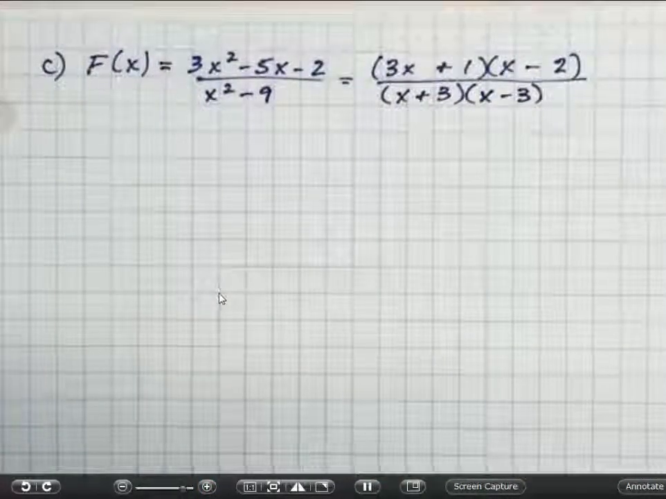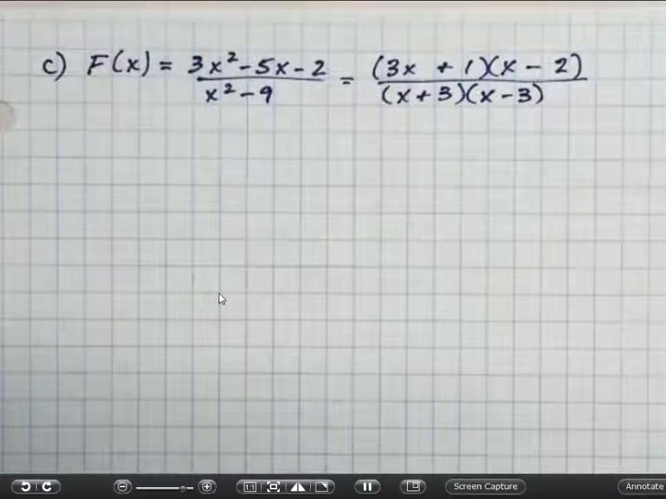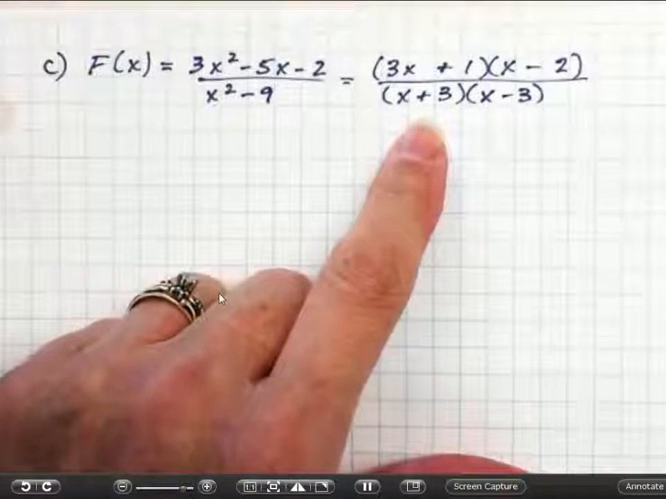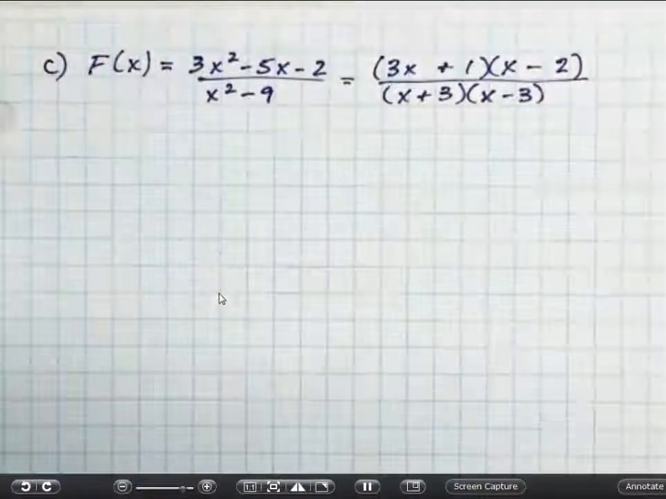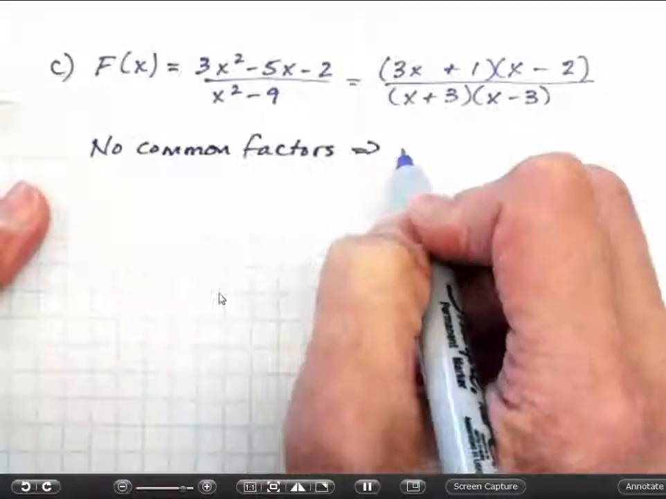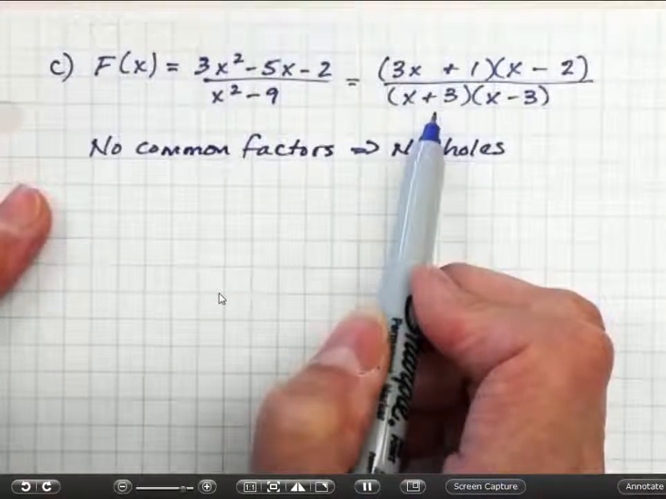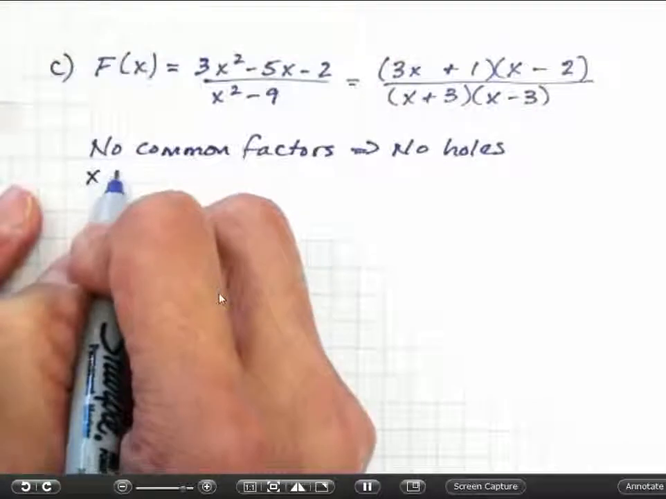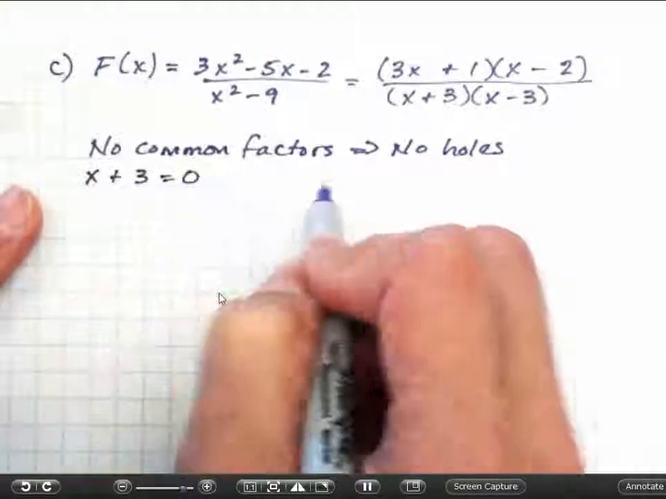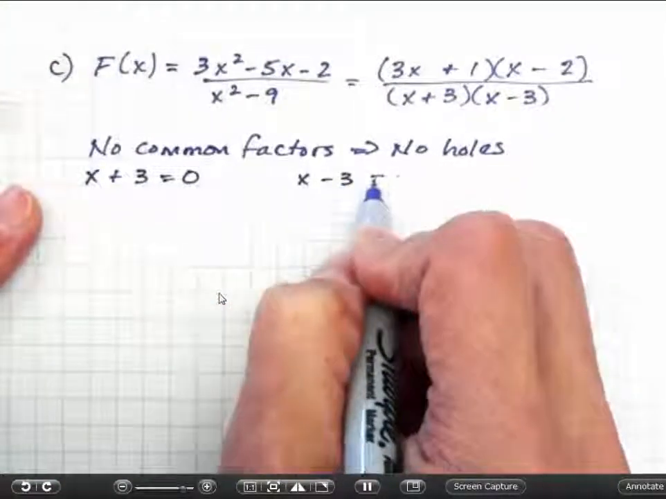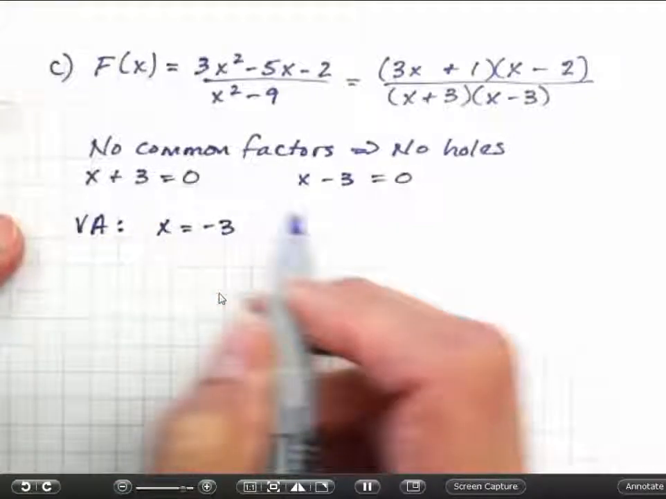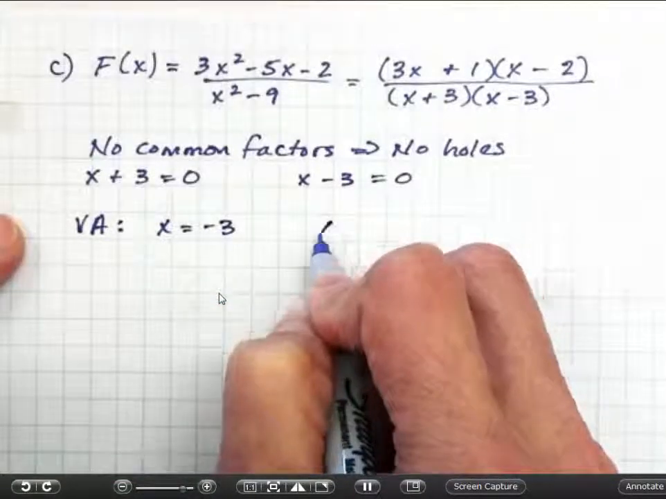Next step, we're going to set my denominator equal to 0, but I'm going to ask first, are there any common factors between the denominator and the numerator? So there's no common factors, and therefore there's no what? No holes. So all we have to worry about is our denominator, when our denominator is equal to 0. So when is x plus 3 equal to 0? And when is x minus 3 equal to 0? So my vertical asymptotes are going to be at x equal to 3, negative 3.